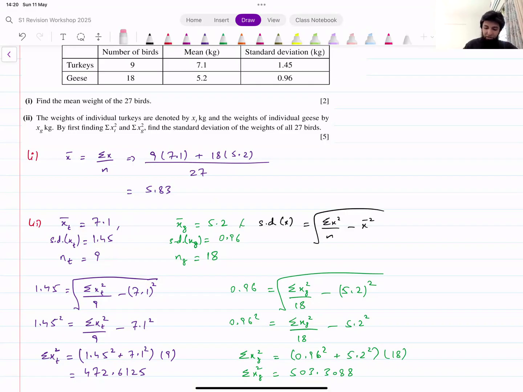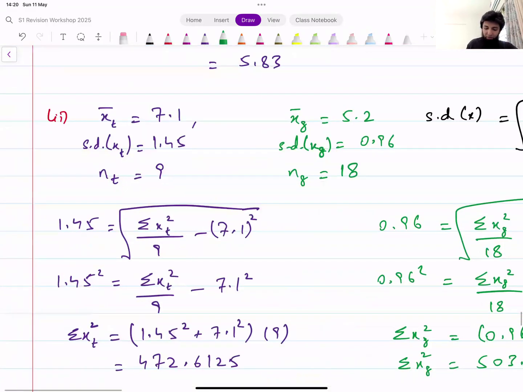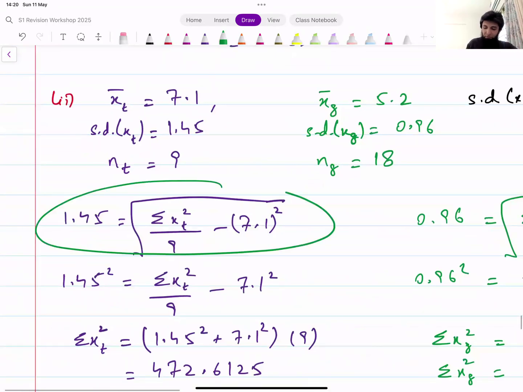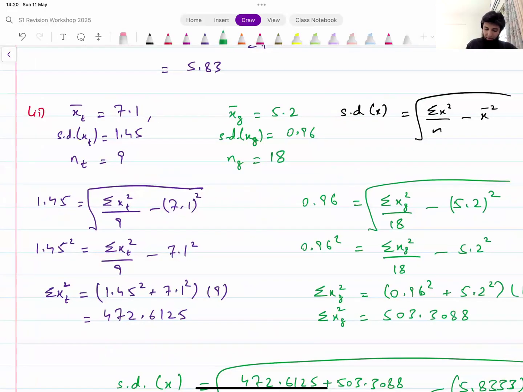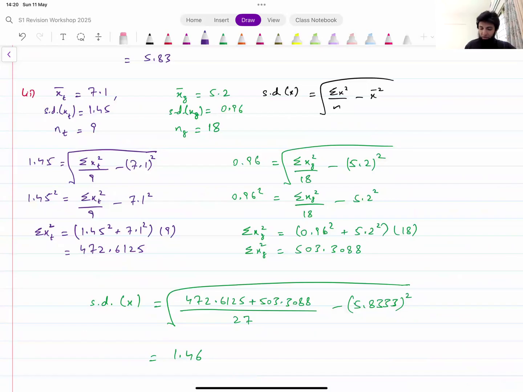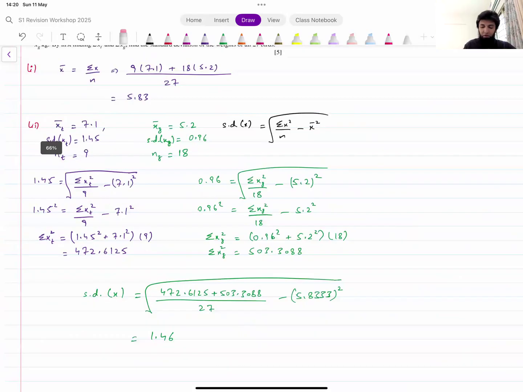If the standard deviation of turkeys is 1.45, we can use this formula to find sigma xt squared. Similarly, for geese, we can use that same formula to find sigma xg squared. So you find sigma x squared for turkeys, sigma x squared for geese. What's the overall sigma x squared going to be then? Just add them up together, and that will give you the overall standard deviation. This is the total sigma x squared divided by the total number of values, 27, minus mean squared, and square root of that. And that gives the standard deviation of all of those birds.